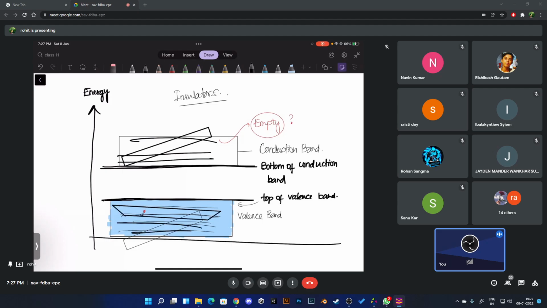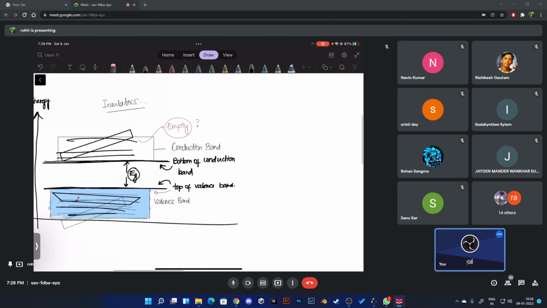Okay, so my question is this. This is the bottom of the conduction band. This is the top of the valence band. And this gap in energy between the bottom of the conduction band and top of the valence band, we call it energy gap. Can you understand what is called energy gap? Yes, sir. Okay, so what is energy gap?